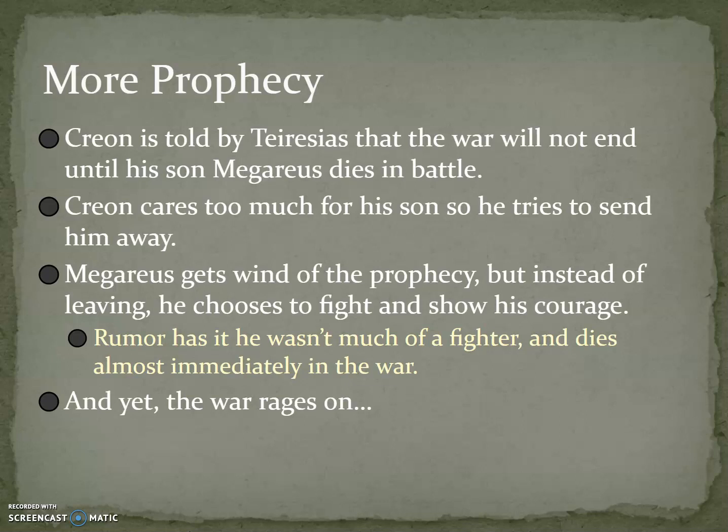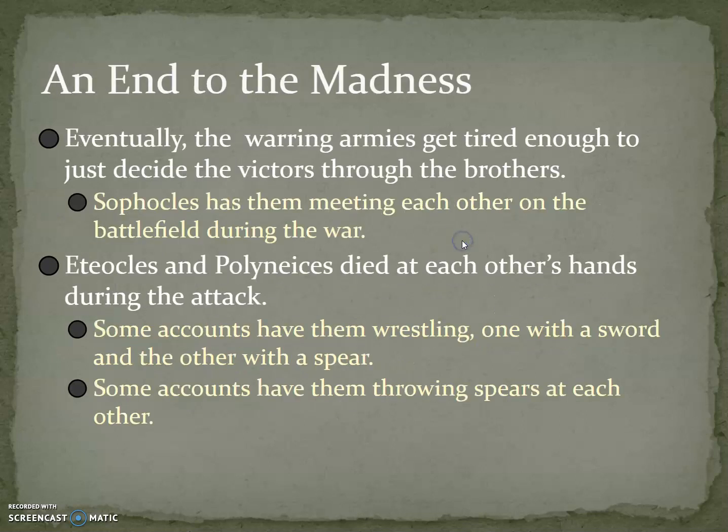Megareus gets wind of the prophecy, but instead of leaving, he chooses to fight and show his courage. So, Creon attempts to get his son out of the battle, but Megareus, with his own sense of pride, runs off to fight the battle, and he doesn't fare very well because he's not much of a fighter. So off he goes. So Creon has his own skin in the game, shall we say, as his own child ends up dying, and that plays out as well because Creon develops, obviously, a greater sense of vengeance and hatred for Polynices, who brought this all upon the city.